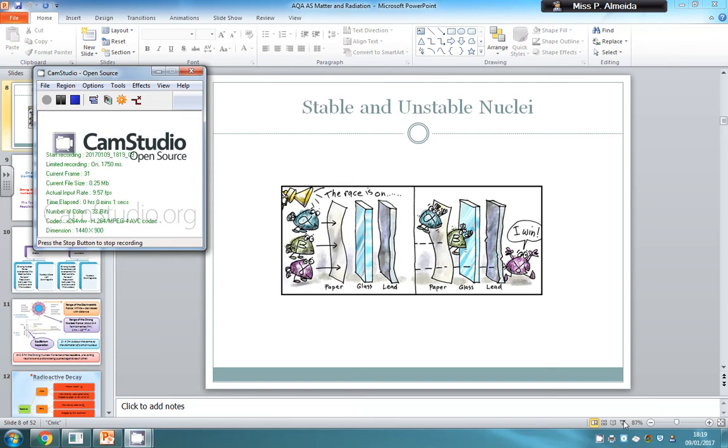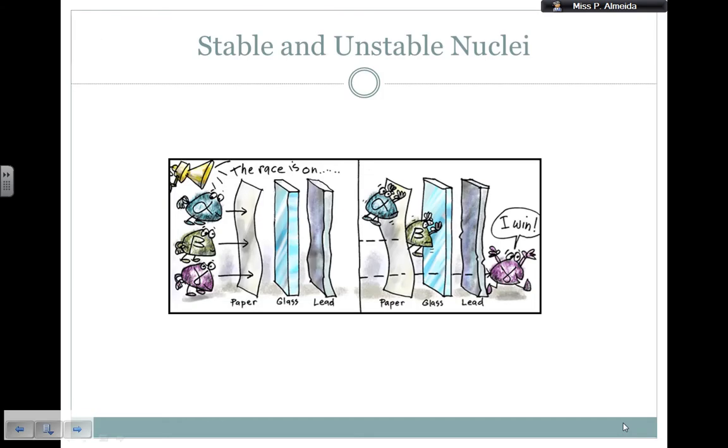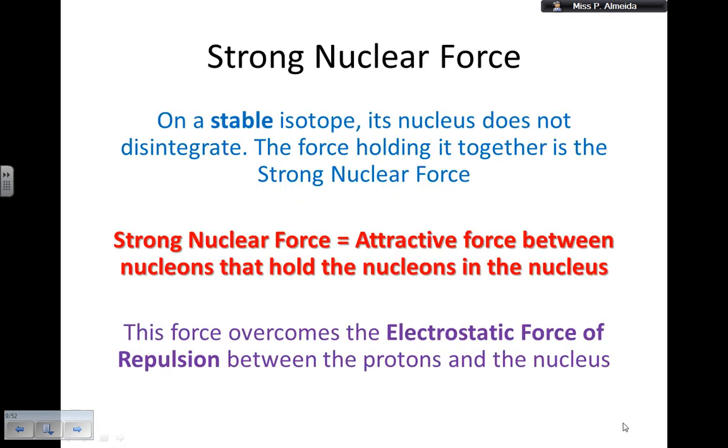Yeah, that's me again, and I'm going to tell you today about stable and unstable nuclei and then going on to some decays. Alright? So, first of all, we need to know about the strong nuclear force. If you have a stable isotope, the nucleus does not disintegrate, okay? So, the nucleus does not fall apart.